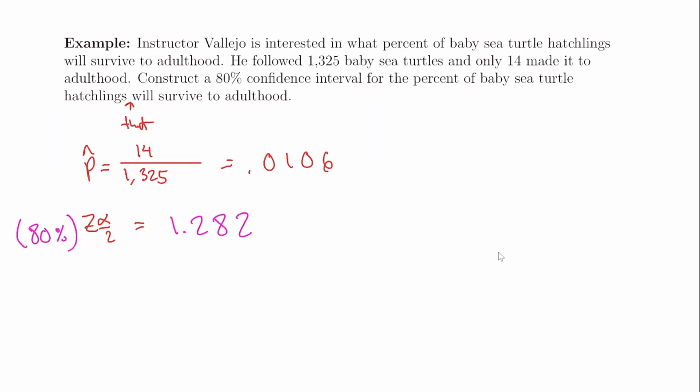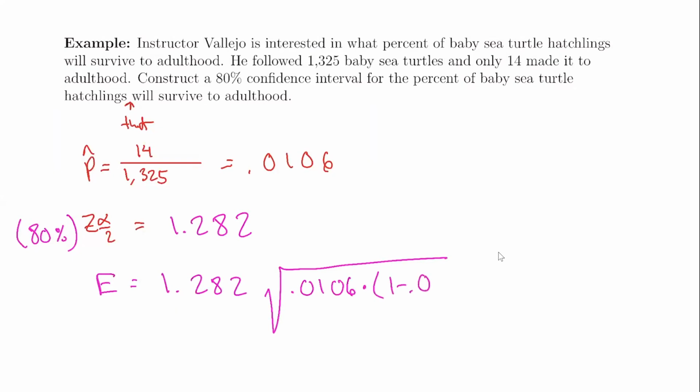Next up, we're gonna find the margin of error. For margin of error, we're gonna get 1.282. We're gonna multiply this by the square root of p hat, where p hat is 0.0106, multiplied by 1 minus 0.0106, all divided by n, where n is 1,325. I'm gonna do that on Class Calc, and that will give me my margin of error.